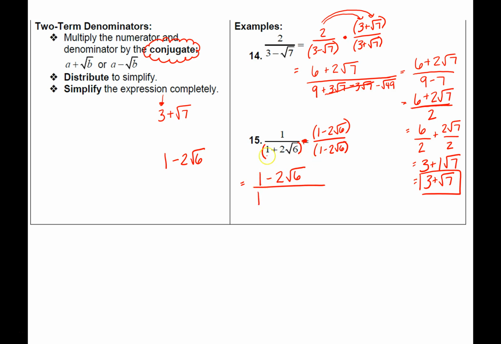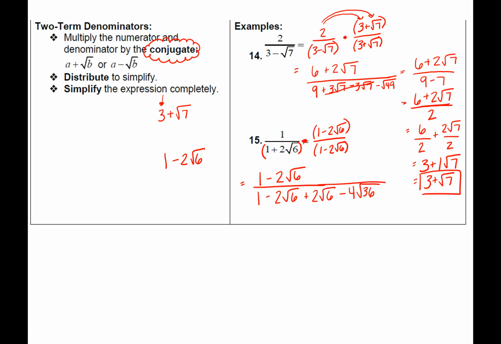1 times 1 is 1, 1 times negative 2 square roots of 6 is negative 2 square roots of 6. 2 square roots of 6 times 1 is positive 2 square roots of 6. And my last, 2 square roots of 6 times negative 2 square roots of 6. So that's 2 times 2. That's a negative 4. And then square root of 6 times square root of 6 is 36 inside.